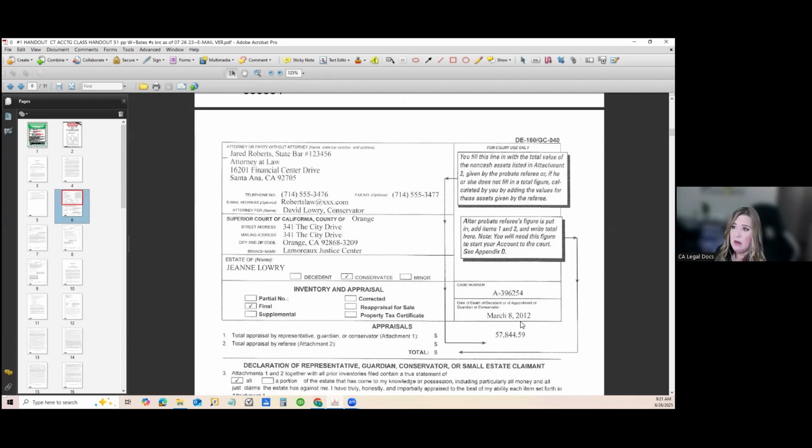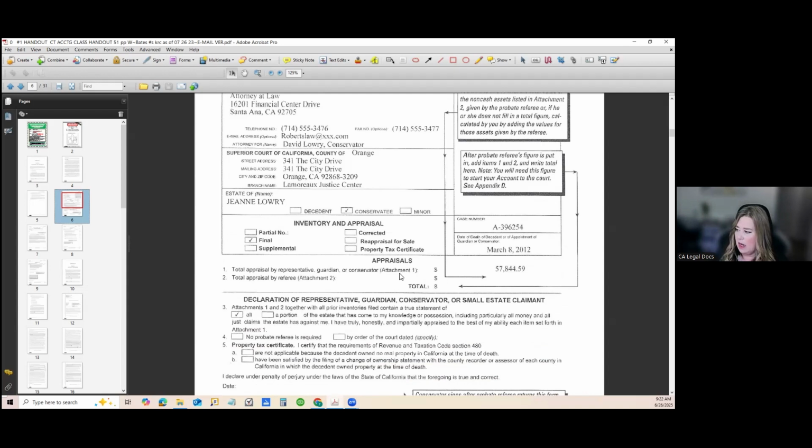So if you're talking a conservatorship, I think that's the GC 340. If you're talking a guardianship, same form. If you're talking a probate, it's the DE 140. So this is date of appointment. It's very important because this date carries forward to the accounting.